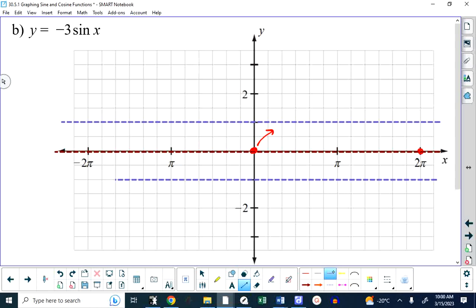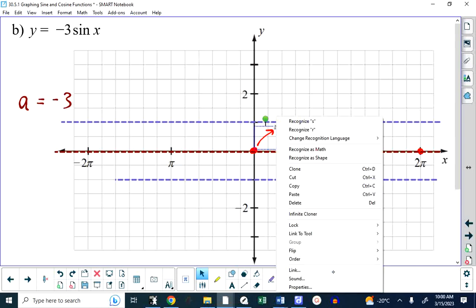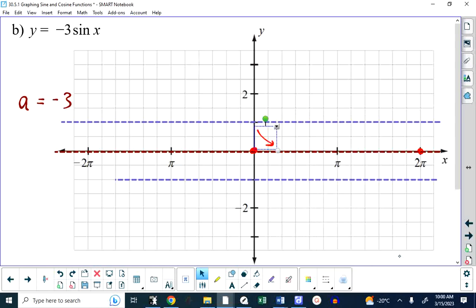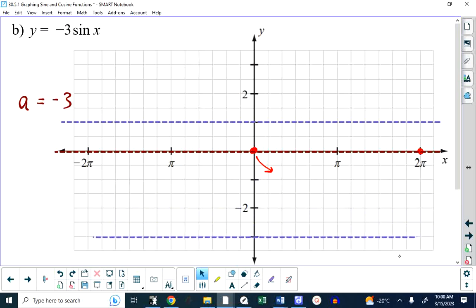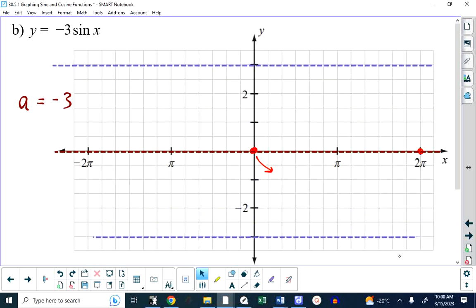Okay, so what does the -3 do? A is -3. Well, the first thing it does, not first, but one of the things it does, is it takes this and says we're going to go to the start point, but we're going to move down. The whole thing is going to be flipped over vertically. And the second thing it does is it vertically stretches it by a factor of 3. So these guidelines become there.